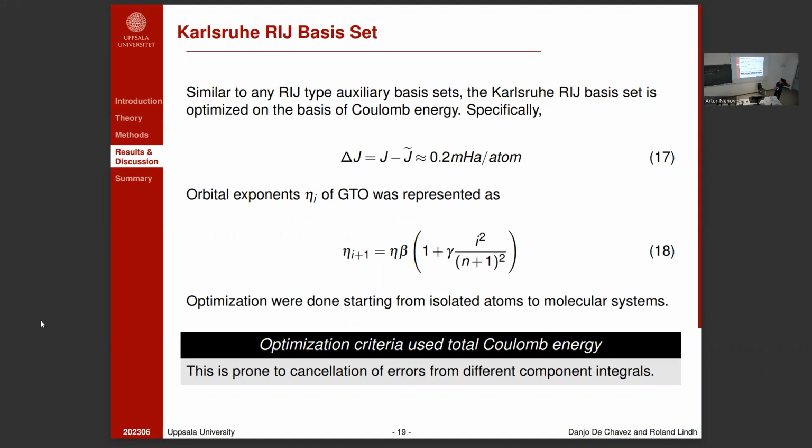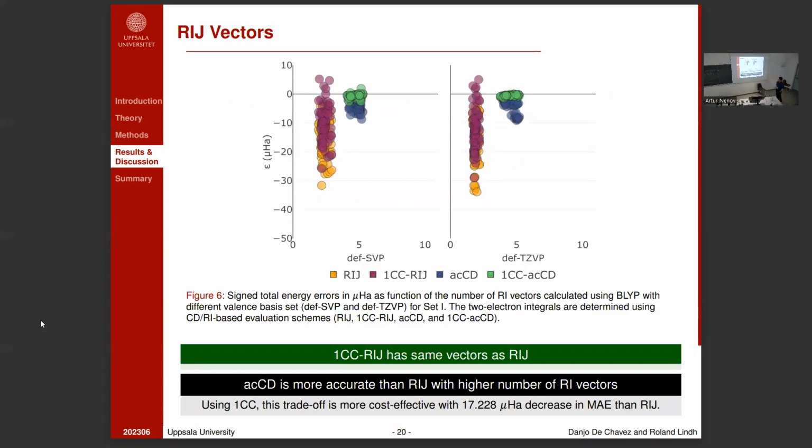And then the orbital exponents in the design of your auxiliary basis set are defined by equation 18. But I will not discuss equation 18 because it's not really relevant. What is important here is the Coulomb energy criterion. Since they are doing total energy, there are no exact integrals that we are correcting, and hence it's more of a cancellation of errors during the optimization of these basis sets. I would just point out the same behavior for the pre-optimized basis set, wherein it's just shifted towards lower errors since we're using the same machinery.